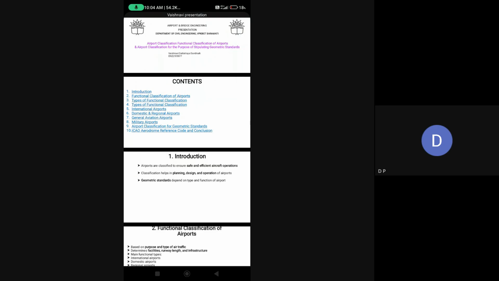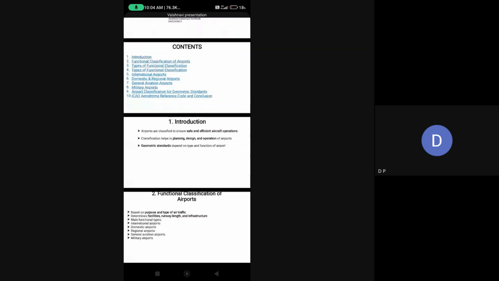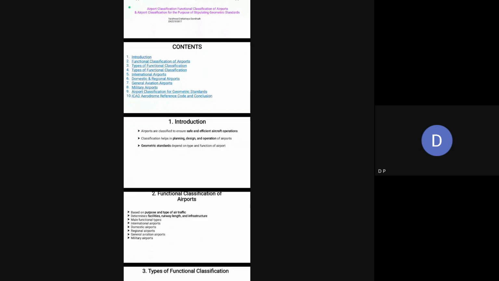Today I am going to present airport classification. Introduction: airports are classified to ensure safe and efficient aircraft operation. Classification helps in planning, design, and operation of airports. Geometric standards depend on the type and function of the airport. Functional classification of airports based on purpose and type of air traffic determines facilities, runway length, and infrastructure.